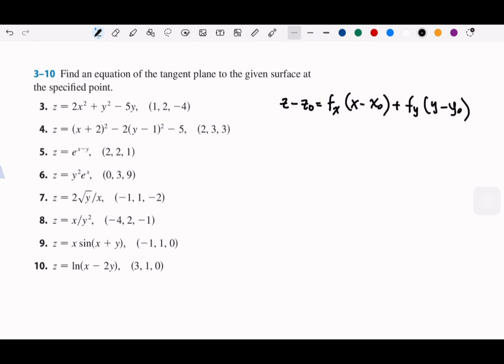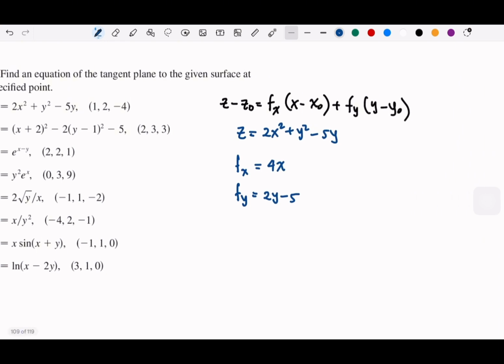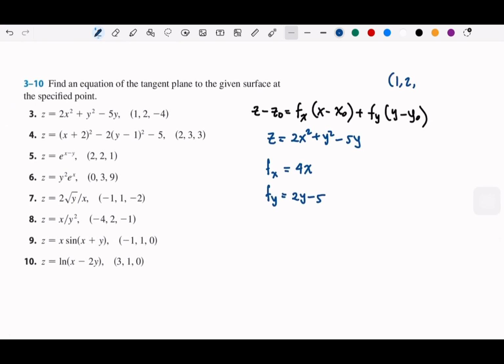Now, suppose that z is this function. Then we can find the partial derivatives for each of x and y. And then we know that the point is already mentioned in the question. So the point is (1, 2, negative 4). So we put x equal 1 and y equal 2.